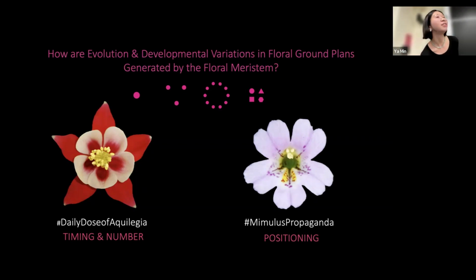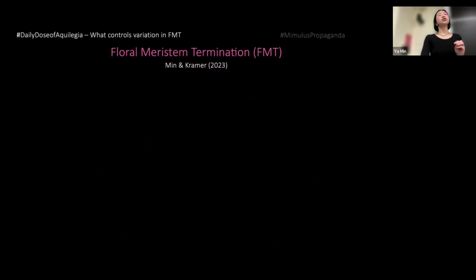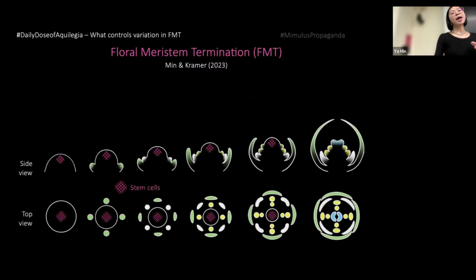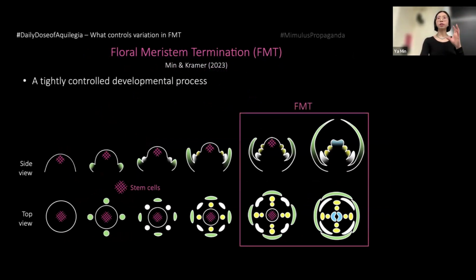All right, let's jump into the first story, the daily dose of Aquilegia. This first story concerns a developmental process called floral meristem termination. If we go back to the original slides that I showed you, the first step in making a flower, I mentioned that the stem cell activity inside the floral meristem will be turned off at some point because all flowers have a finite number of organs. Floral meristem termination is this tightly controlled developmental process to intentionally shut off the stem cell activity for the completion of organ production in a flower.